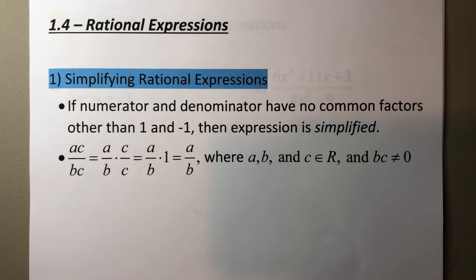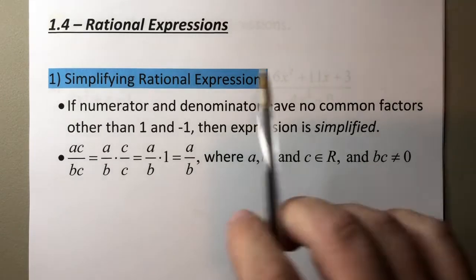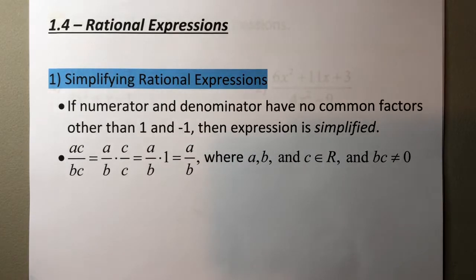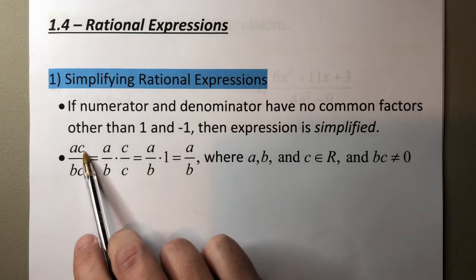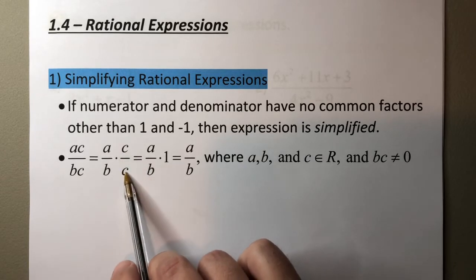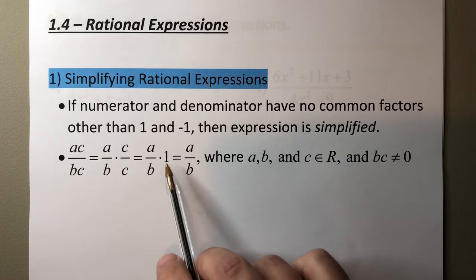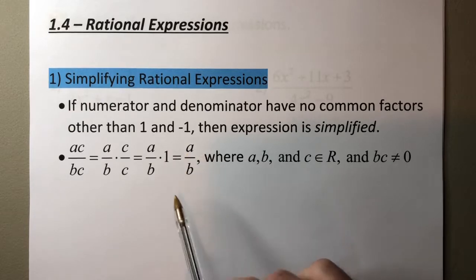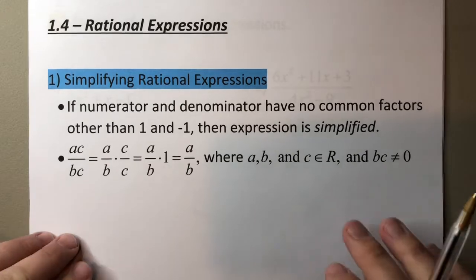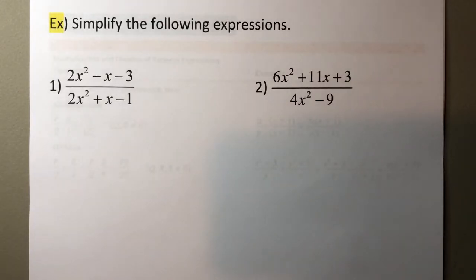Section 1.4, rational expressions. So we're going to do several things in this section. The first thing is, how do we simplify a single rational expression? Well, you want to try to come up with all possible factors of the numerator and denominator, and then if any factor repeats on the top and on the bottom, they can be canceled out, becoming a 1, and you're left with whatever remains on top of the numerator and in the denominator. So let's look at a couple of examples.